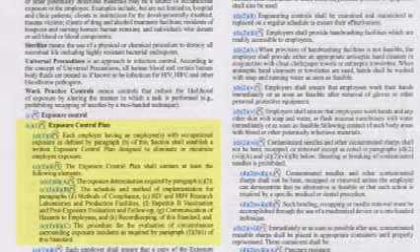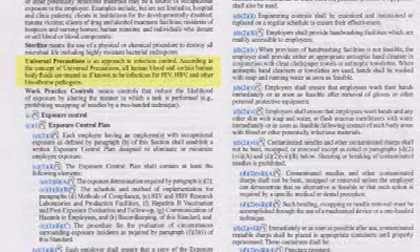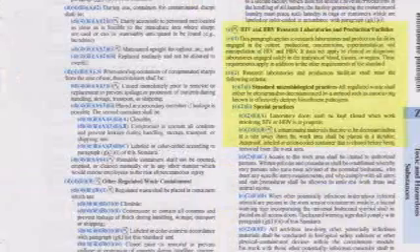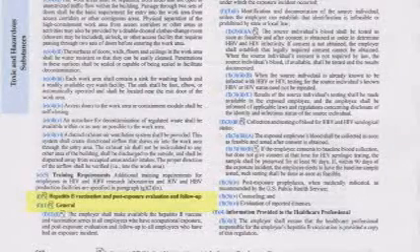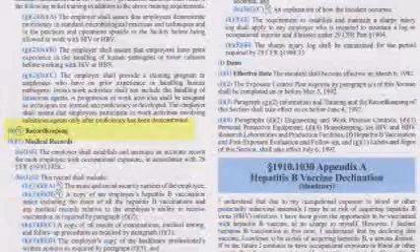The OSHA standard addresses items such as exposure control plans, universal precautions, engineering and work practice controls, personal protective equipment, housekeeping, laboratories, hepatitis B vaccination, post-exposure follow-up, hazard communication, training, and record keeping.